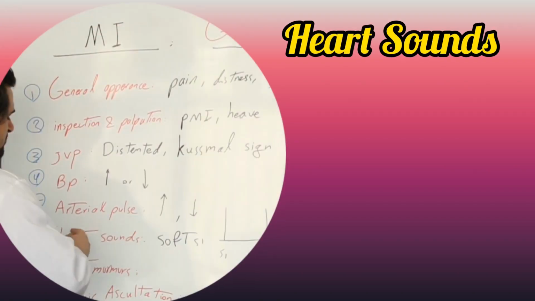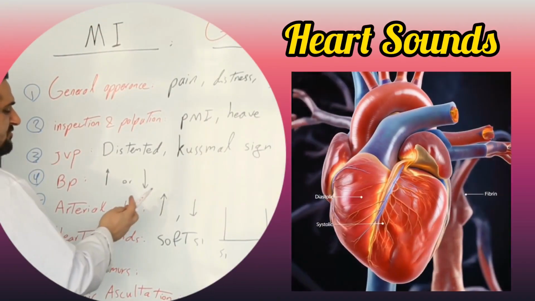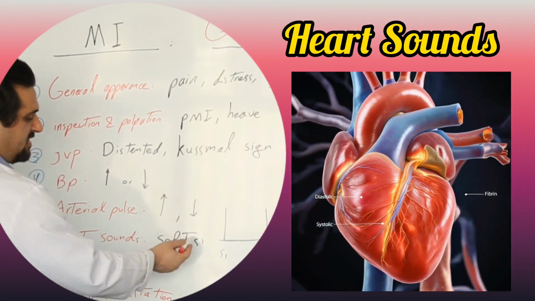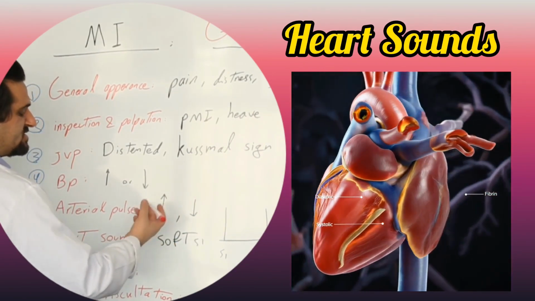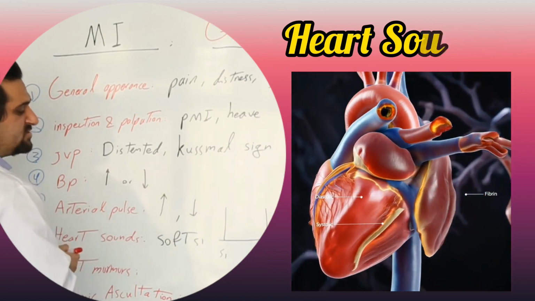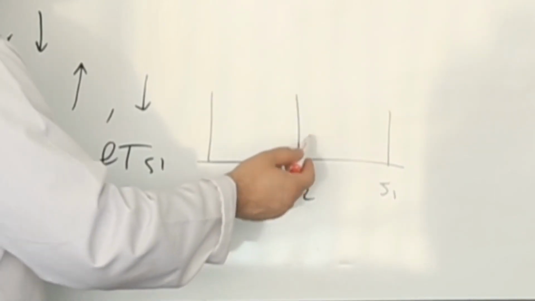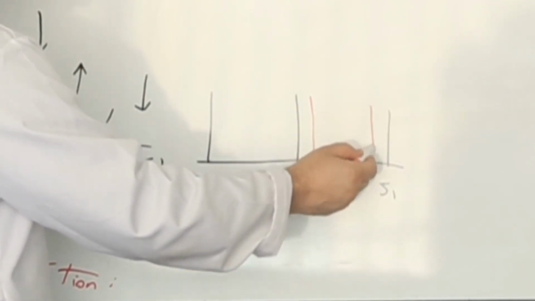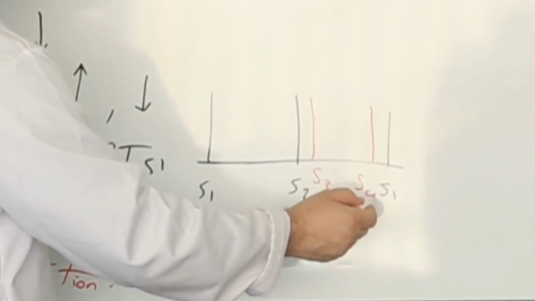What changes occur in heart sounds in a patient having an MI? Because the heart muscle becomes weak and the left ventricular contraction decreases, the S1 sound becomes soft, or in other words, diminished. And on the other hand, S3 gallop and S4 gallop can be heard. The S3 gallop is heard immediately after S2, that is, in early diastole, while S4 is heard at the end of diastole and just before S1.